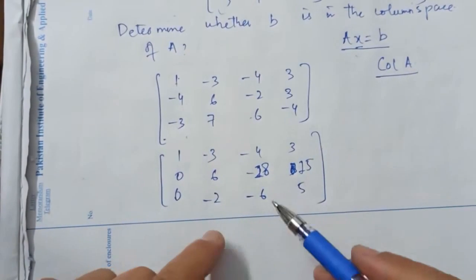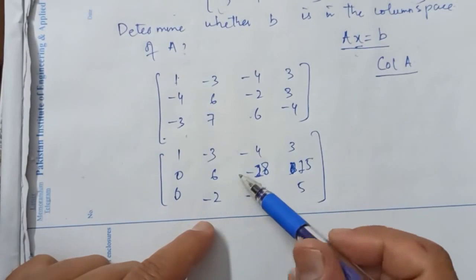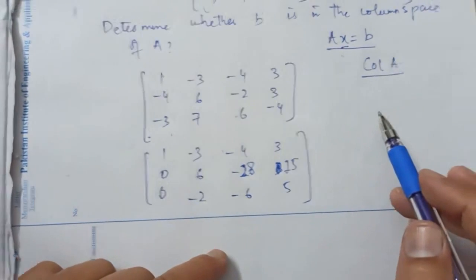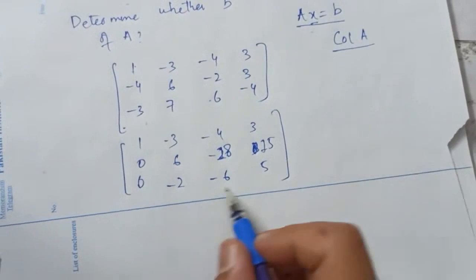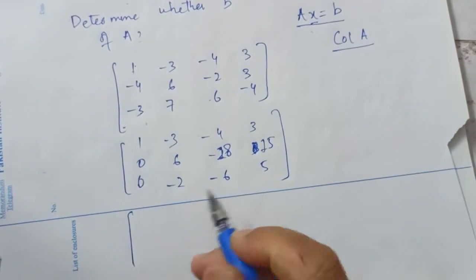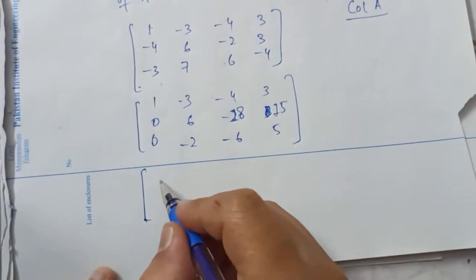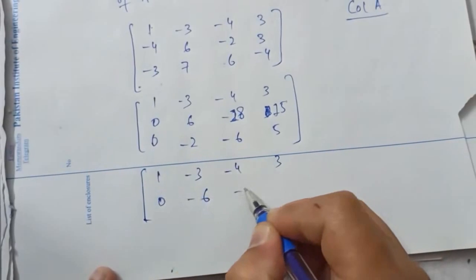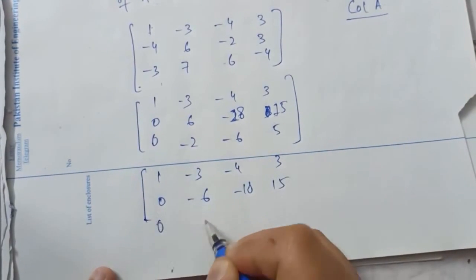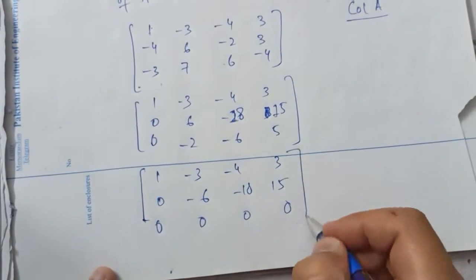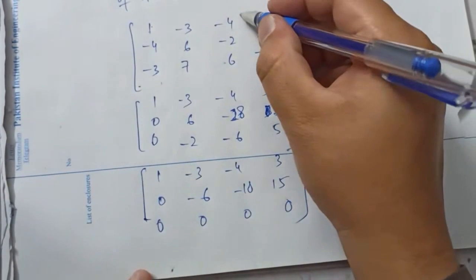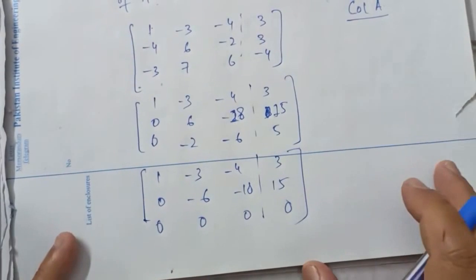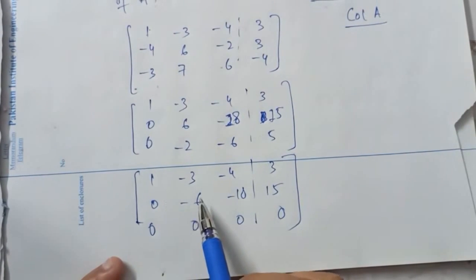And again, what I can do here is divide this by 3 and add it here, which leads me to the following: 1, minus 3, minus 4, 3, 0, minus 6, minus 18 and 15, and 0, 0, 0, 0. Now, you know that this is an augmented matrix. Remember this.